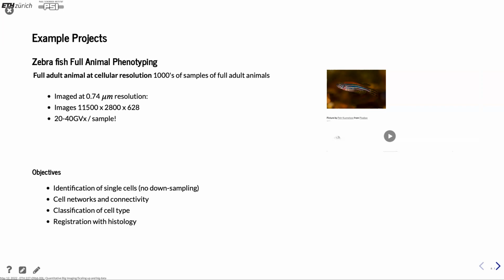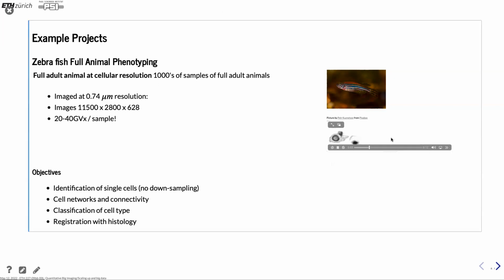And what they want is identification at the single cell level. So it's not possible to downsample this data. They want to know the cell network and how the cells are connected, and also the classification of cell types in the fish. And this should also be registered with the histology of the animal. So here you also see the volume that I'm browsing through. I thought it was on a loop, okay. So there we can see it again. This is the 20 to 40 gigavoxel image in a very compacted form. So this is quite a challenge to get through.